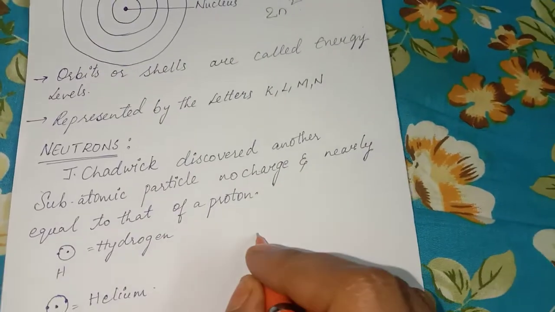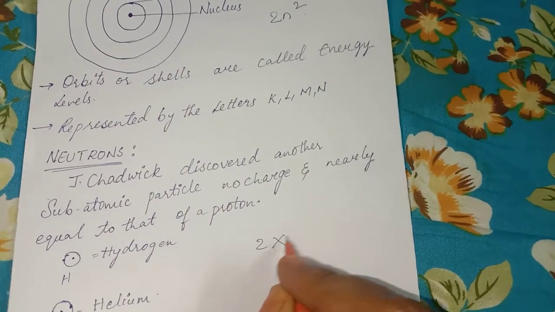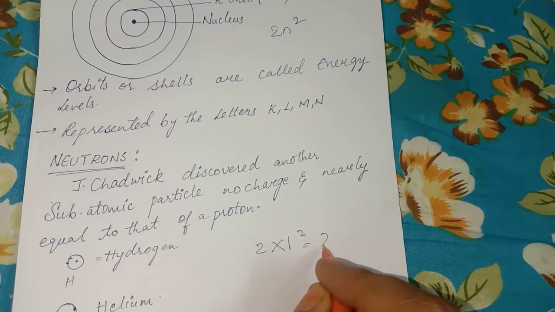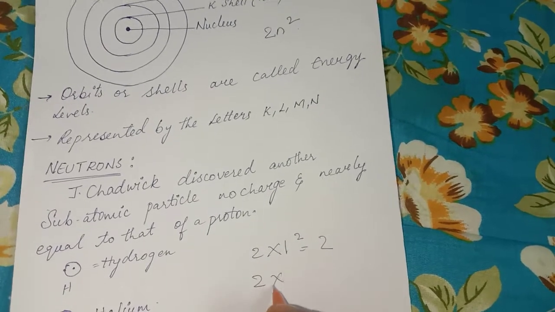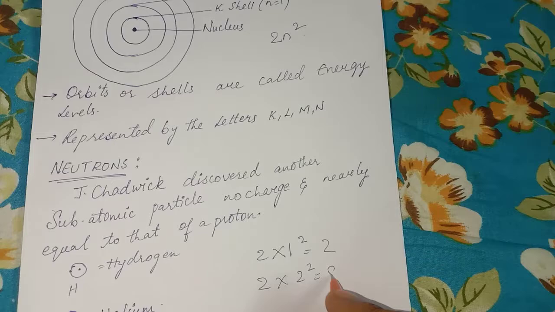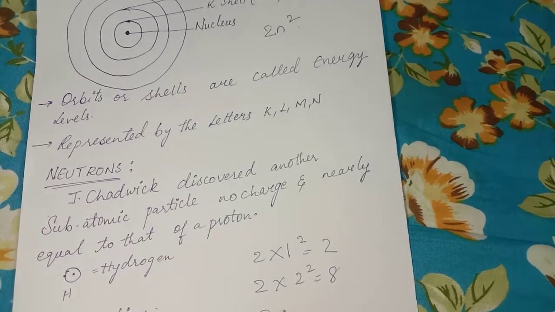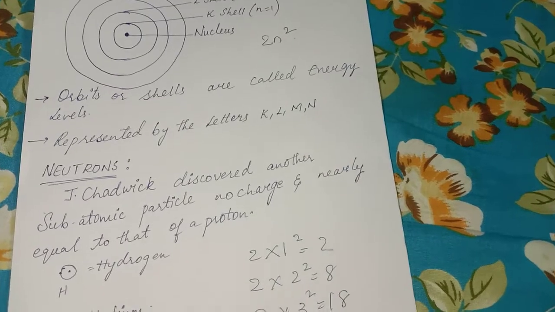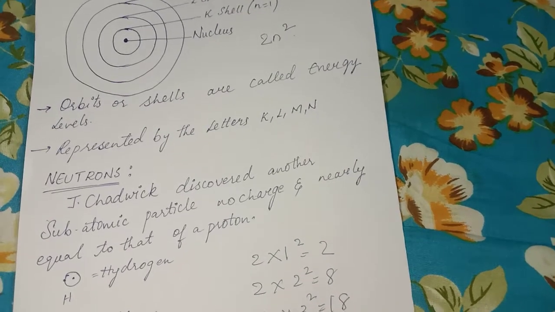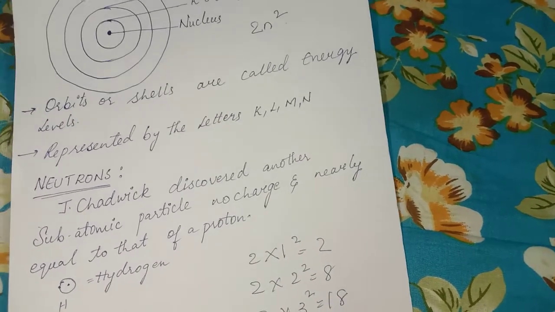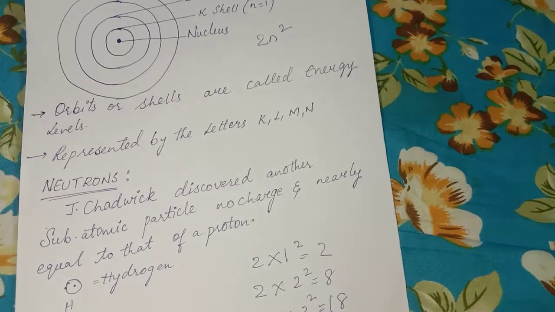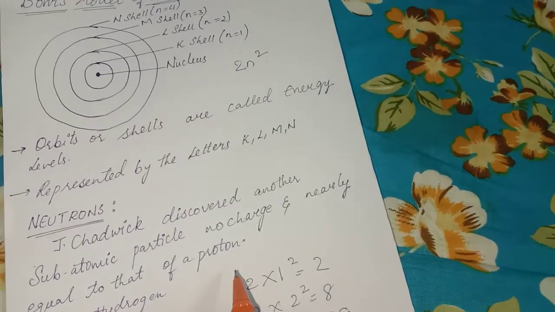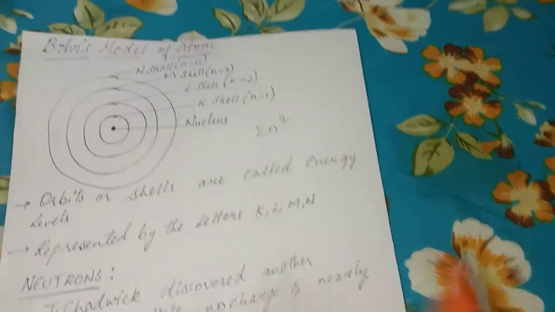2 into 1 to the power of 2 is equal to 2, 2 into 2 to the power of 2 is equal to 8, 2 into 3 to the power of 2 is equal to 18, and the final one, 2 into 4 to the power of 2, is equal to 32, and it goes on like this. This is the first one which I have given for these orbit levels.